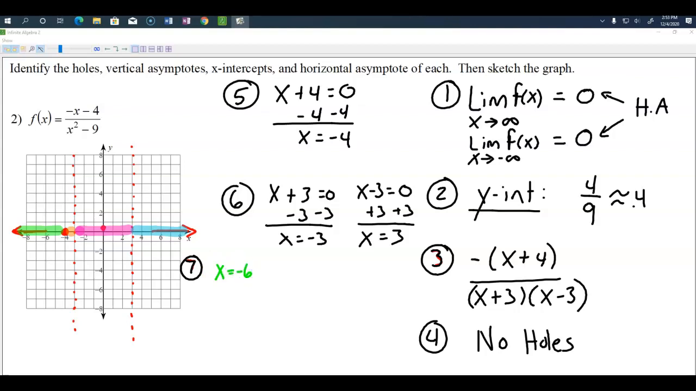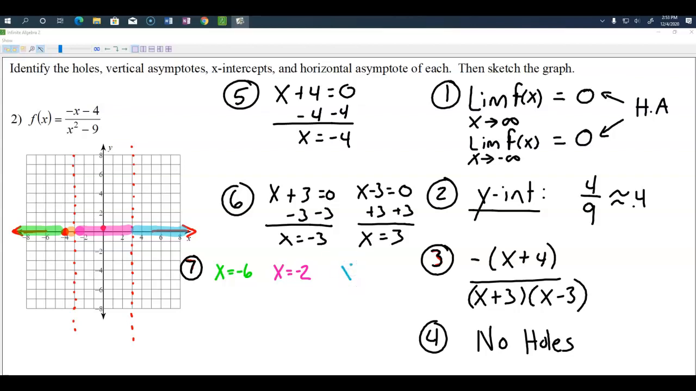And then I'll pick one from the pink region. I already have a dot at x equals 0, so I don't want to use that. Let's use x equals -2. And then how about x equals 6 from the blue region?